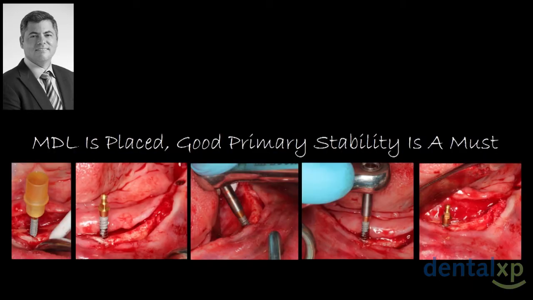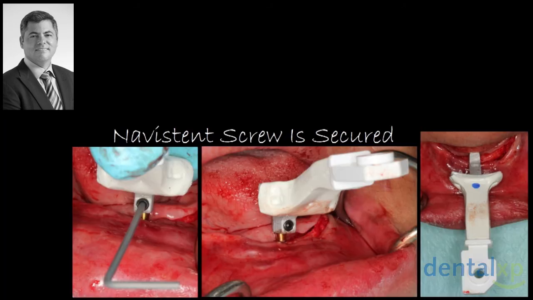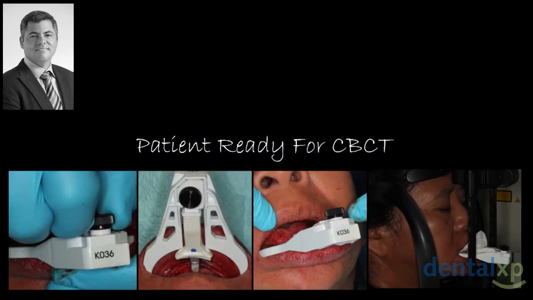Now we have achieved good primary stability, and we're going to place the Navi stent. This Navi stent has a little device here that has the same shape as this mini implant anti-rotational component, and we are going to get it tight with an Allen screw. So now we have mounted the Navi stent, and we have secured this screw, and now this device is not moving. You have to make sure that there's no movement. Movement means error. The patient is ready now for the cone beam CT, and it's scanned.